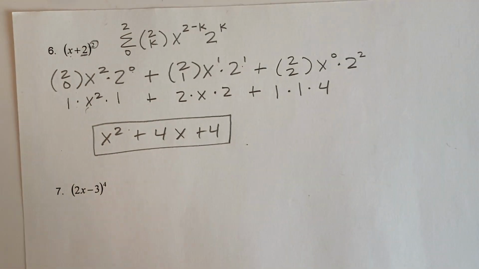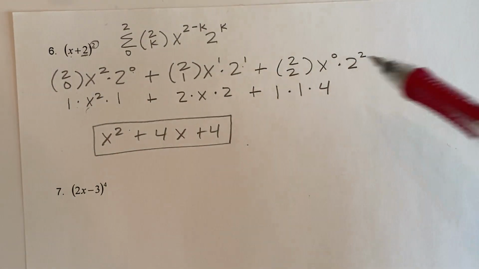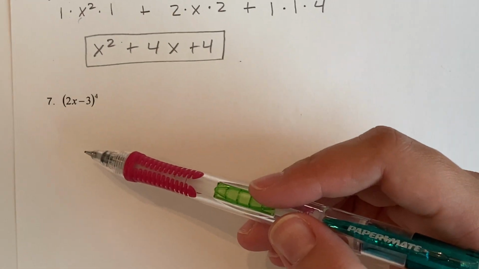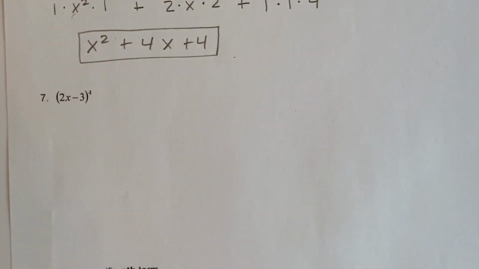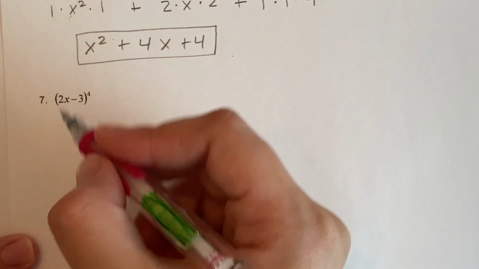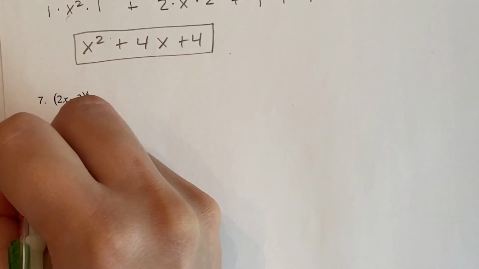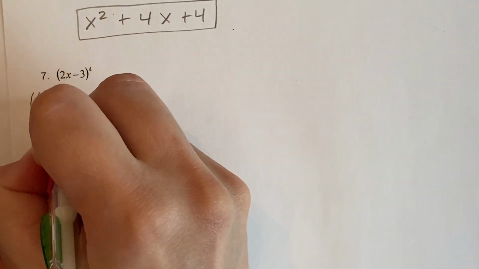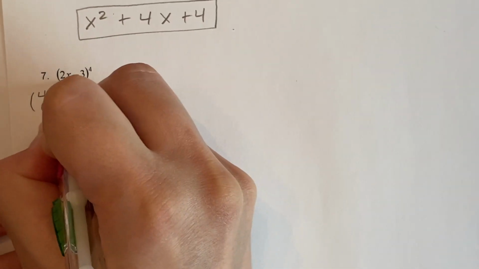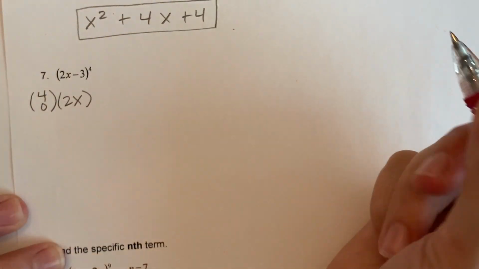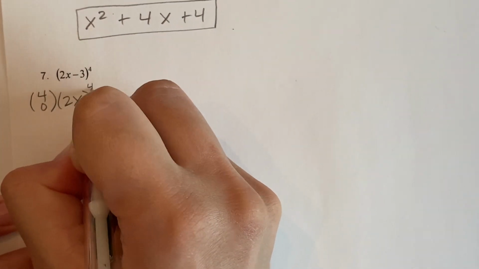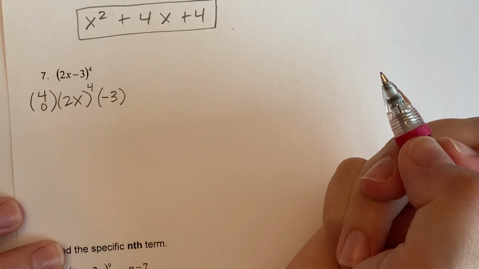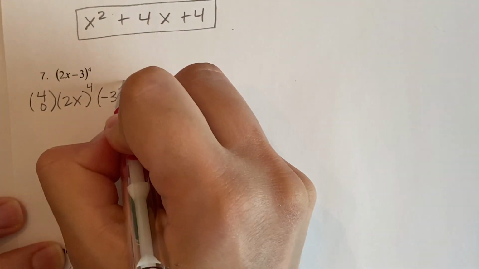So again, this was a long way to do this one, but the binomial theorem is going to be a shortcut for bigger exponents. For example, let's look at number 7. Okay, so I'm going to go ahead and get started because I know that this is going to be 4, 0, starting out with my exponent. My first term is 2x. Since I kind of have a double, I'm going to use parentheses. It gets the biggest exponent. My next one is negative 3. That negative carries with that number. And I get the 0.